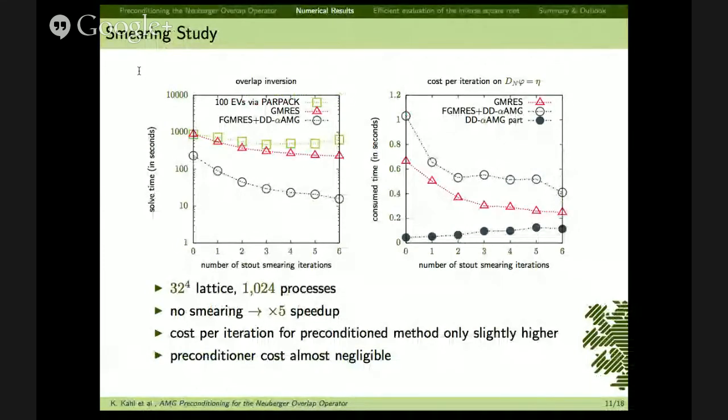We don't have these numbers in the slides, but I think we have them in the paper. Yeah, it's both. I mean, it's always a combined effect. It's not only the preconditioner that gets better. It's also that smearing does other things for you. That's true.